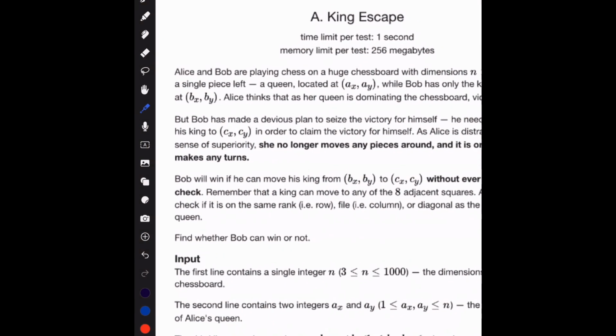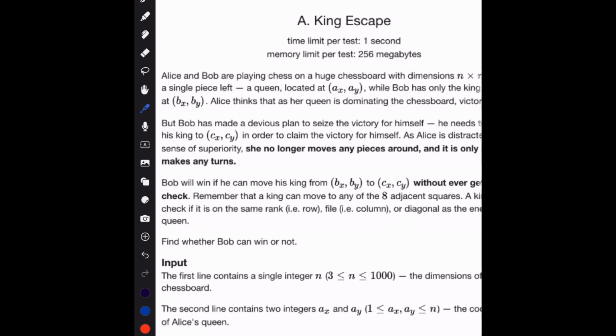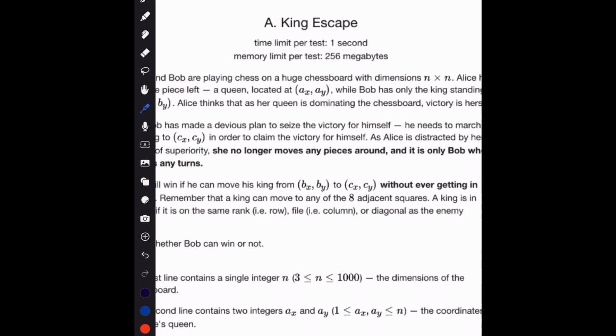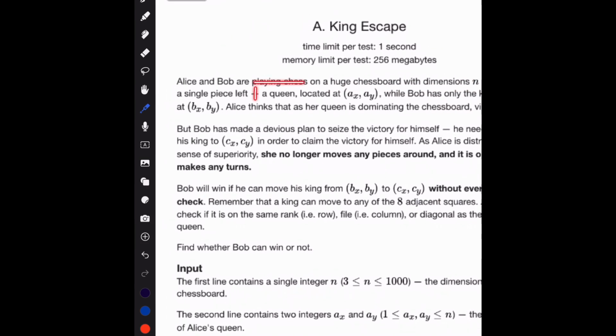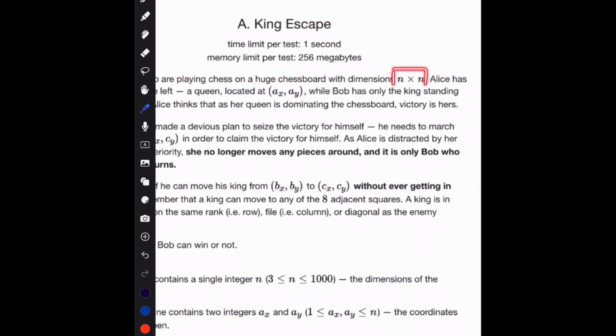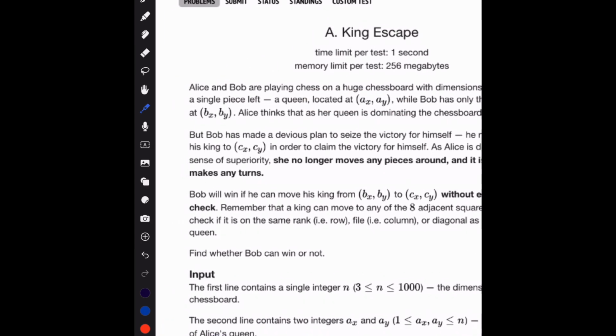Okay, so now let's read the question paragraph by paragraph and try to understand what the question is saying. Alice and Bob are playing chess on a huge chessboard with dimensions of n by n. The first thing that we need to notice is the dimension of n by n, right? Alice has a single piece left, a queen located at this particular position, while Bob has only the king standing at this particular position.